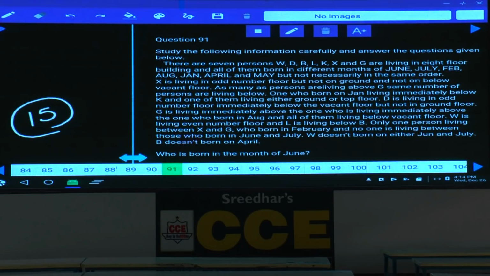Question numbers 91 onwards. 91 to 95. Now in this question numbers 91 to 95, tell me what is the answer here.